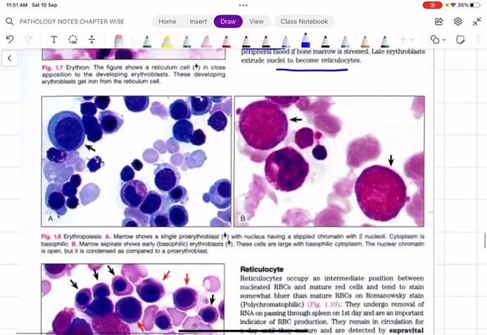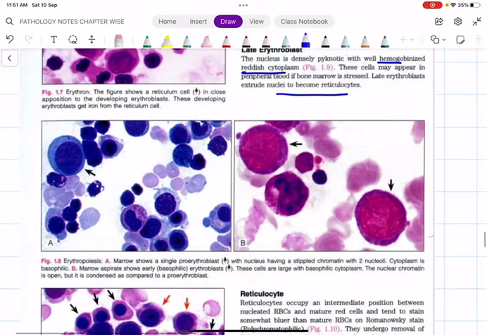Here comes a question. This is erythropoiesis. You can see a single pro-erythroblast, a large basophilic cell. What you are seeing is the nucleus, having stippled chromatin, and it has basophilic cytoplasm. What is this called? Again, you can see this is polychromatophilic. These are polychromatophilic erythroblasts.